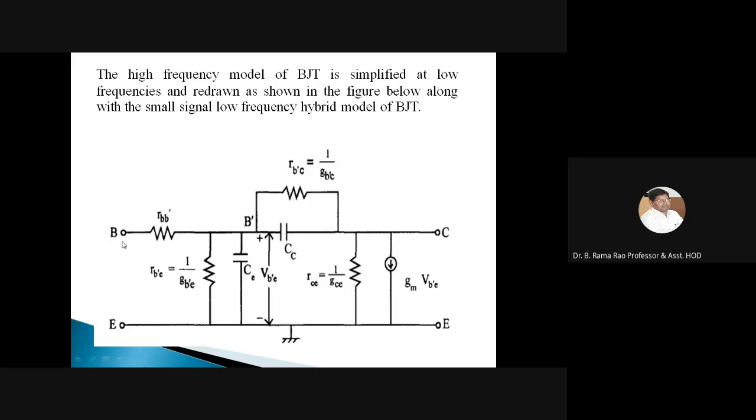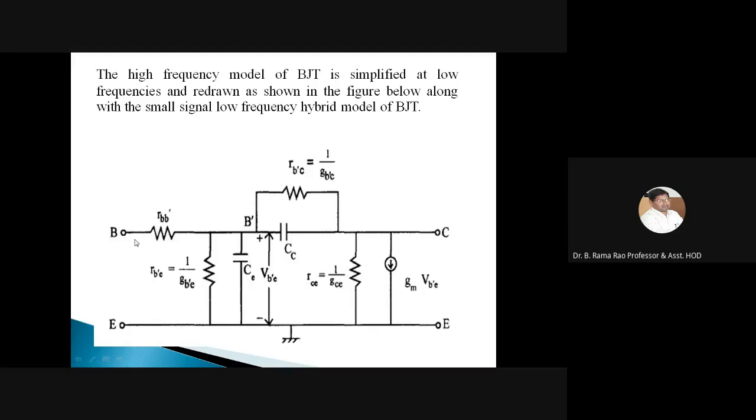So these are the terminals of the transistor: base, collector, and emitter. Because we have considered the CE configuration while drawing the high frequency model, the emitter is common for both input and output. That's why we have taken the emitter as ground. This is the CE configuration hybrid pi model, as we have seen earlier.